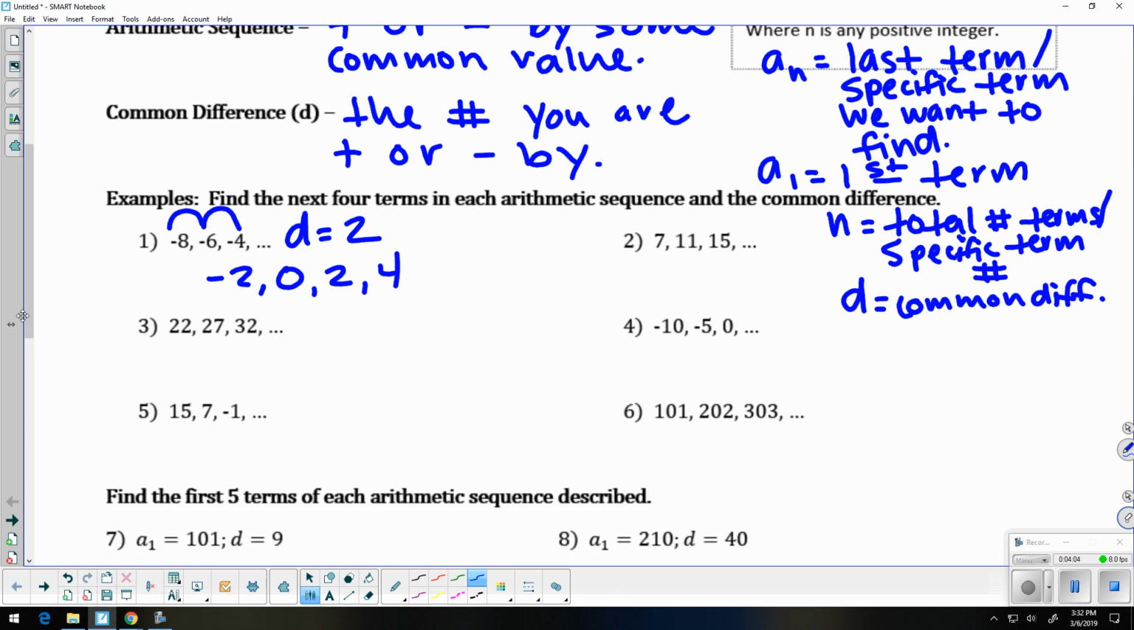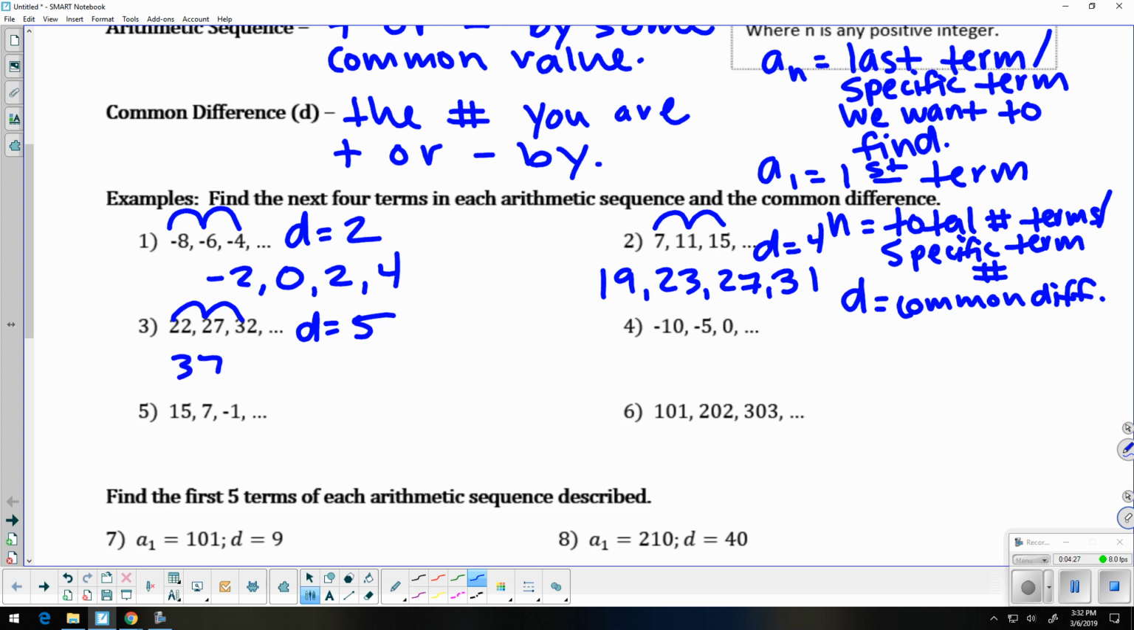So number 2, same idea. Figure out what we're doing each time. What's the pattern? Well, we're adding 4 each time, so d would be +4. Now just keep adding 4, so you'd have 19, 23, 27, and then 31. The next one, again, find the pattern. It looks like it's increasing by +5 this time. So adding 5 to the next number, from 32, now I'm at 37, and then 42, and then 47, and then 52.